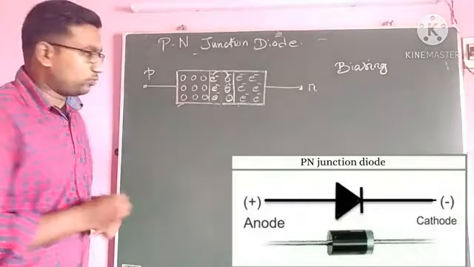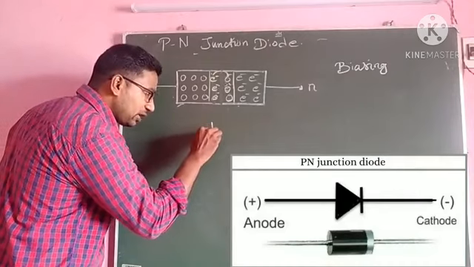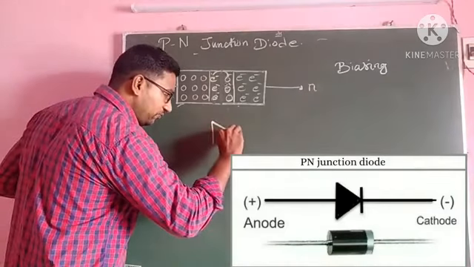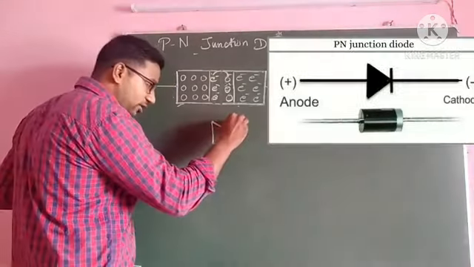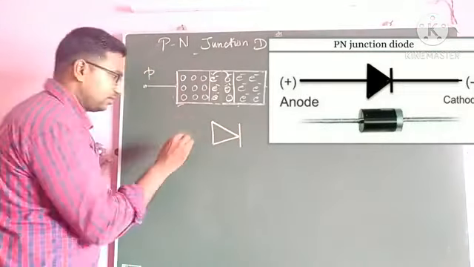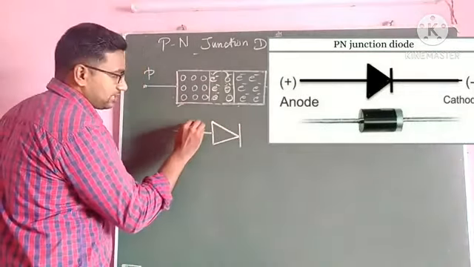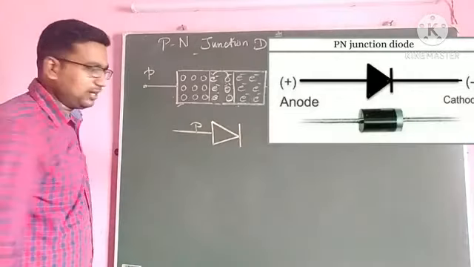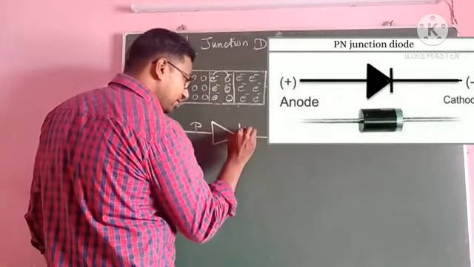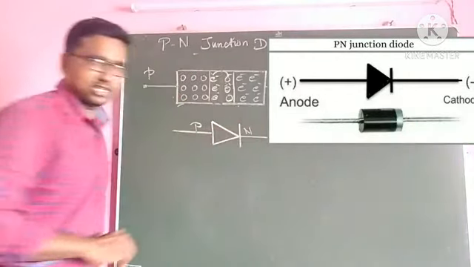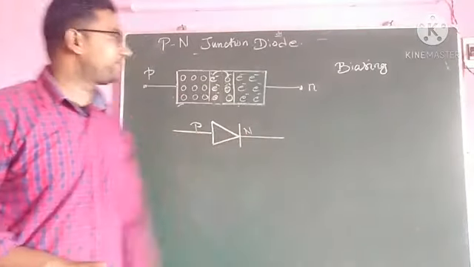Before that, what is the symbol of the PN junction diode? It is in the form of a triangle with a perpendicular line. The base is the P-type semiconductor, and the tip is the N-type semiconductor. This is the PN junction diode symbol.